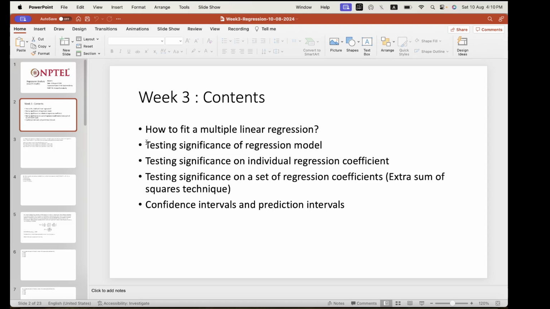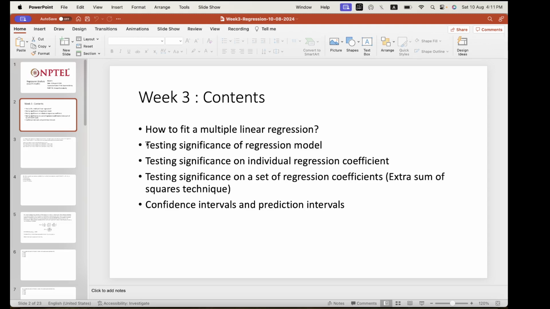What I mean to say is that if at all this model makes sense. So testing of significance of regression model means whether the predictors that I am using are actually helpful in predicting the outcome of interest. So that is assessed by testing significance of the regression model. And apart from that, we also learnt how to test for significance of individual regression coefficients.